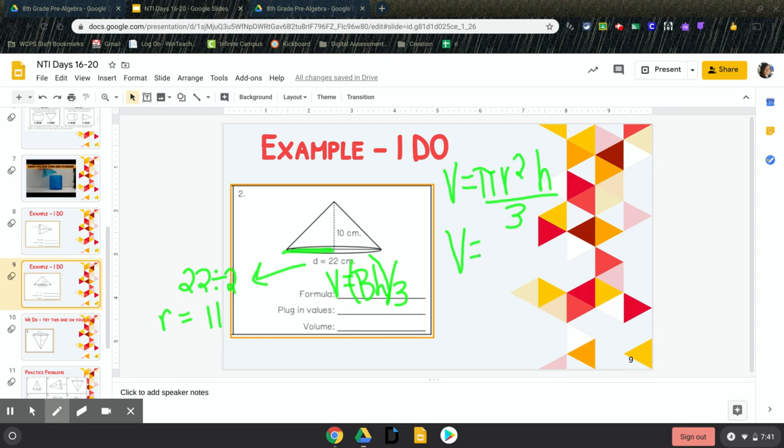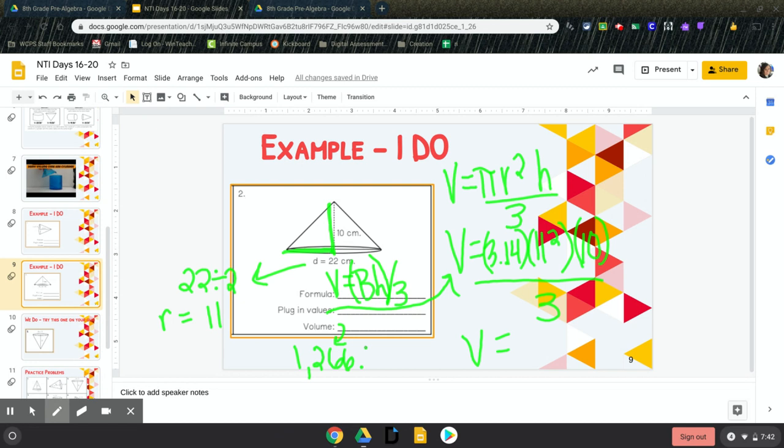So volume is equal to pi, which is 3.14, times 11 squared, times the height. And the height is right here, and that's 10. Divide all of that by 3. So there's you plugging in your values. When we do that, we get that our volume is 1,266.46 repeating, centimeters cubed. Okay?